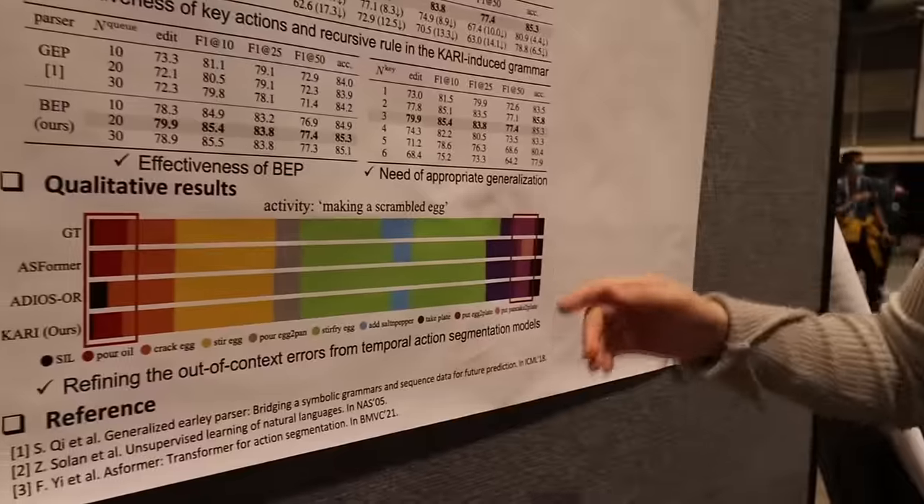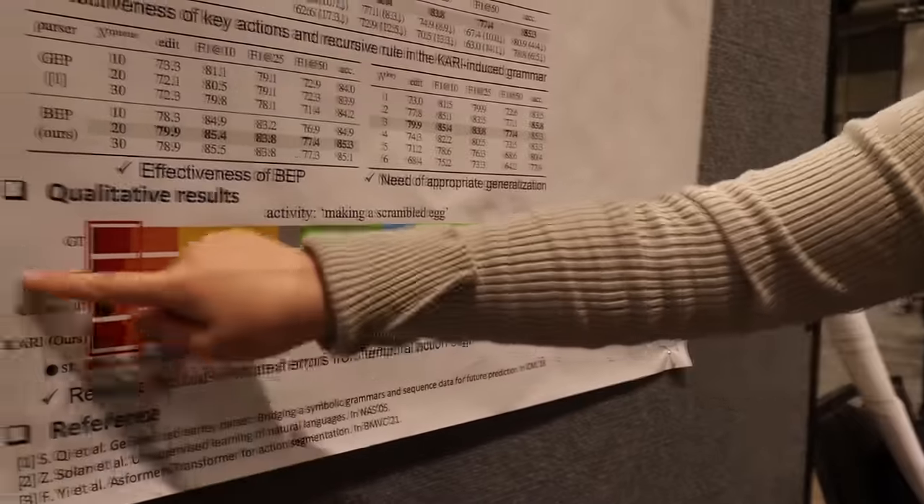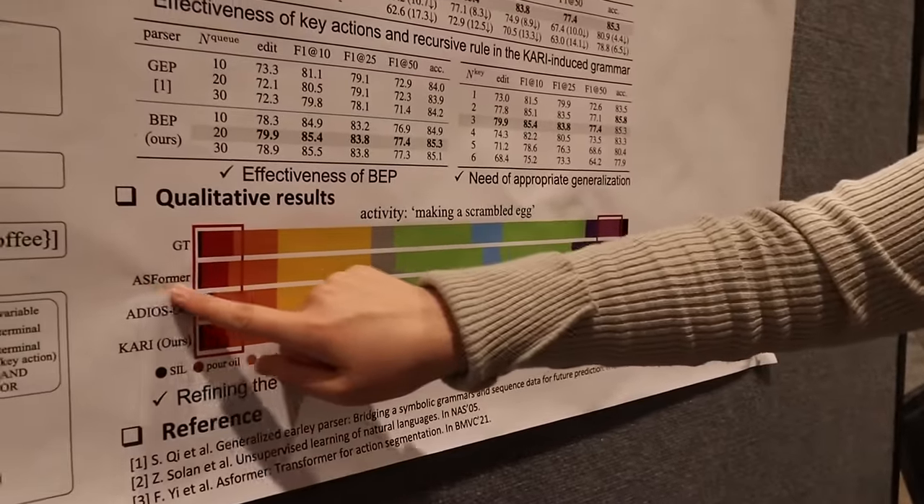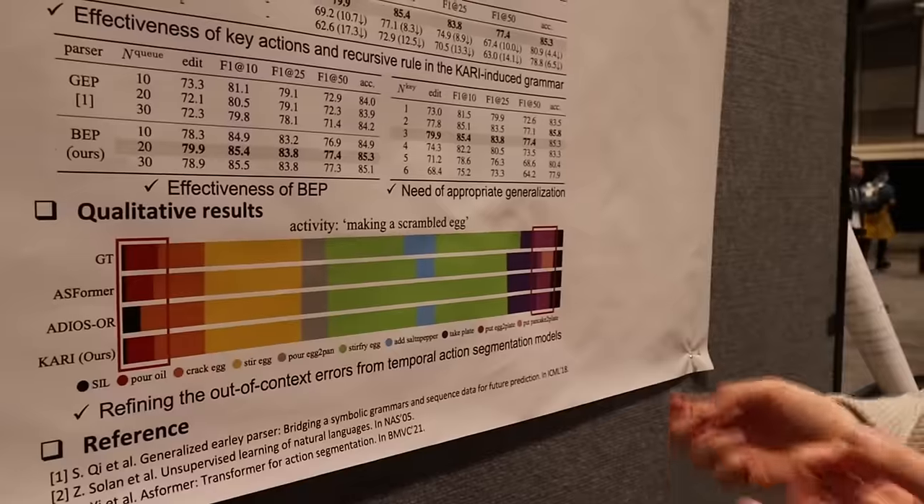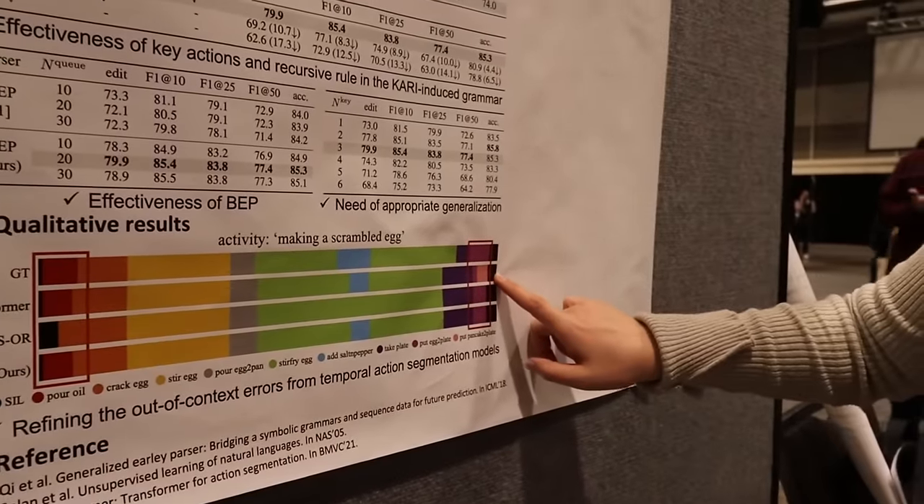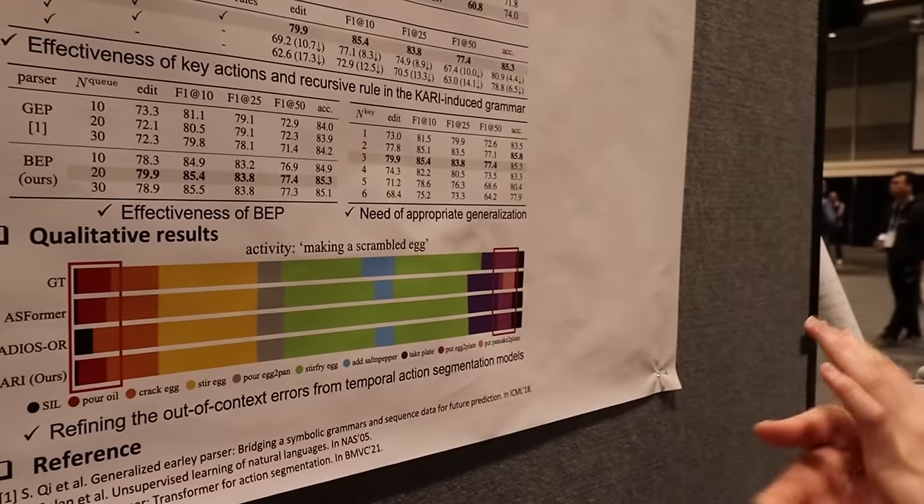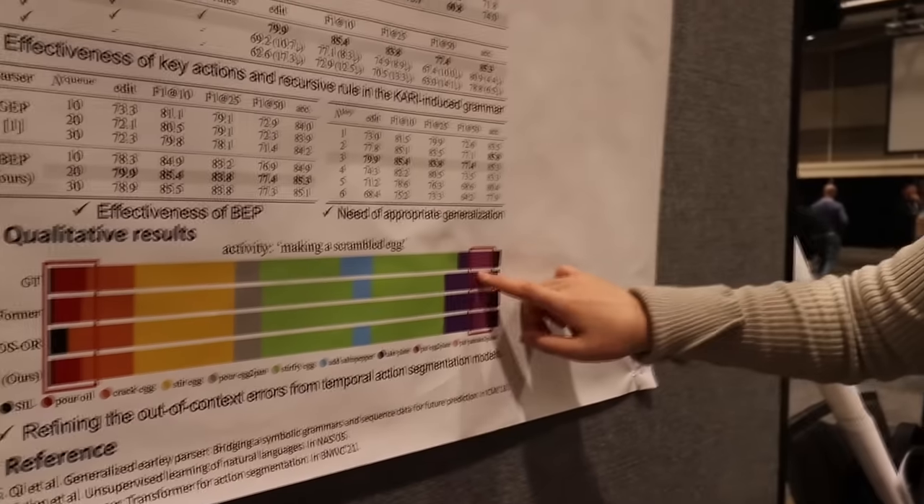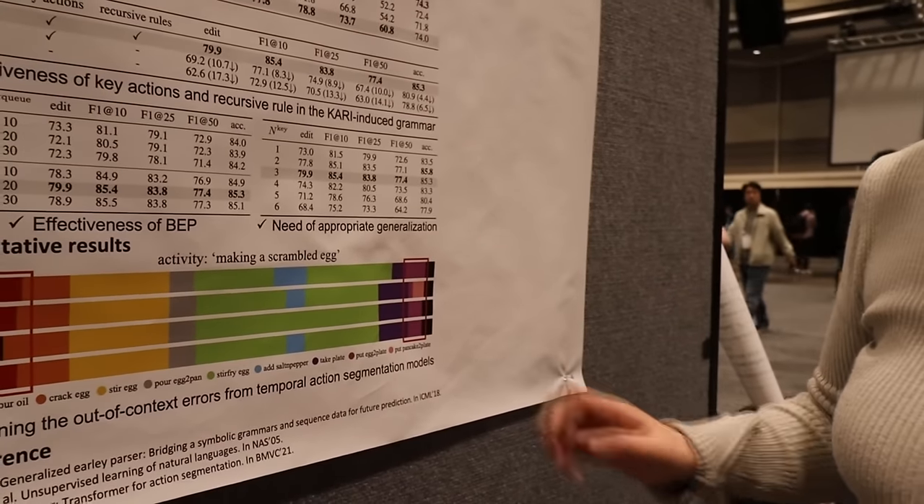For example, in the making of scrambled egg, the baseline ASPOMOL model, which is the temporal action segmentation model, often fails to consider the global relations in here. But by using our grammar, we can remove those kinds of unnecessary actions in here.